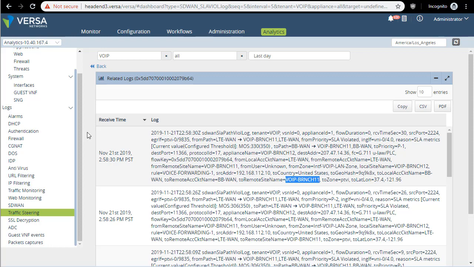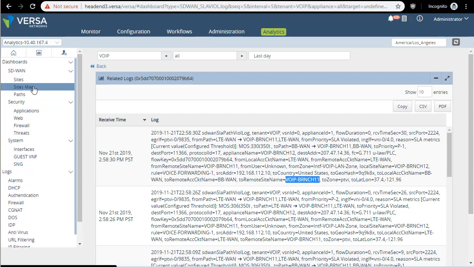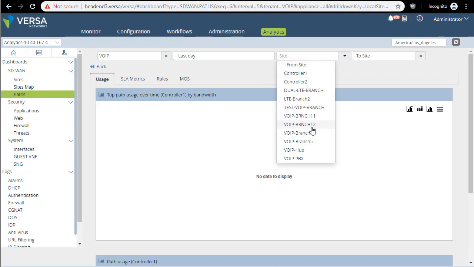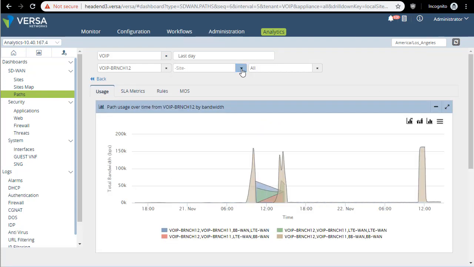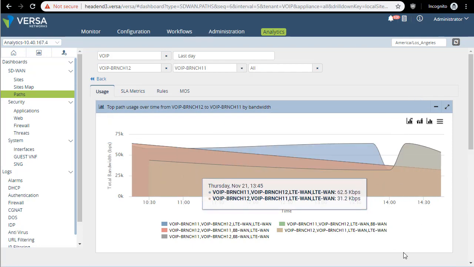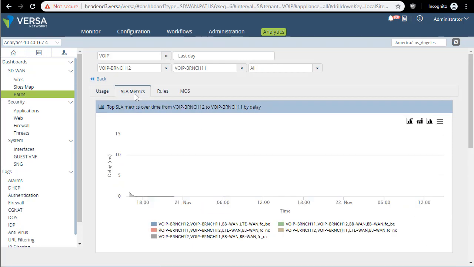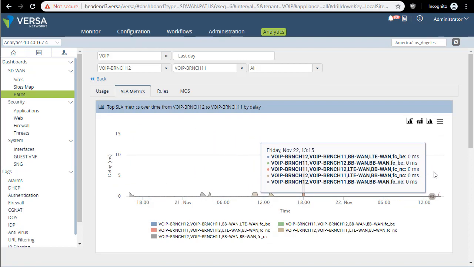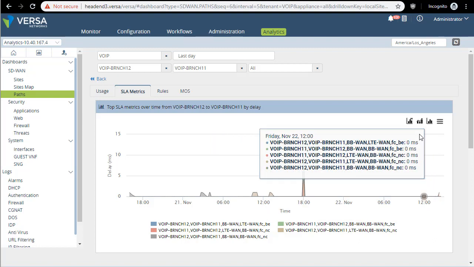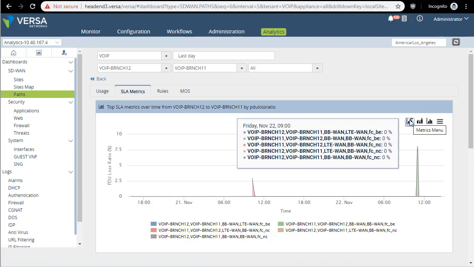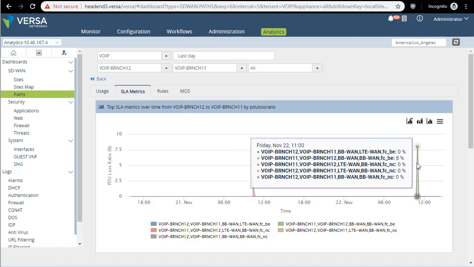And if we want to find out what was happening specifically between those branches at that period of time, we can go to the paths, select our local branch, and specify the remote branch toward which the problems was happening. And we can see that SLA metrics showed us the delay was almost all the time perfect, not more than a couple milliseconds. Let's check what was happening with the PDU loss. Were there any losses? So there were some losses of the PDU.